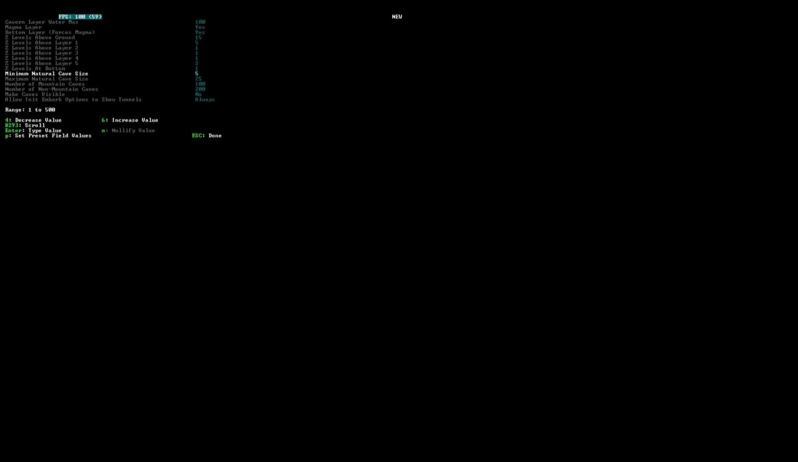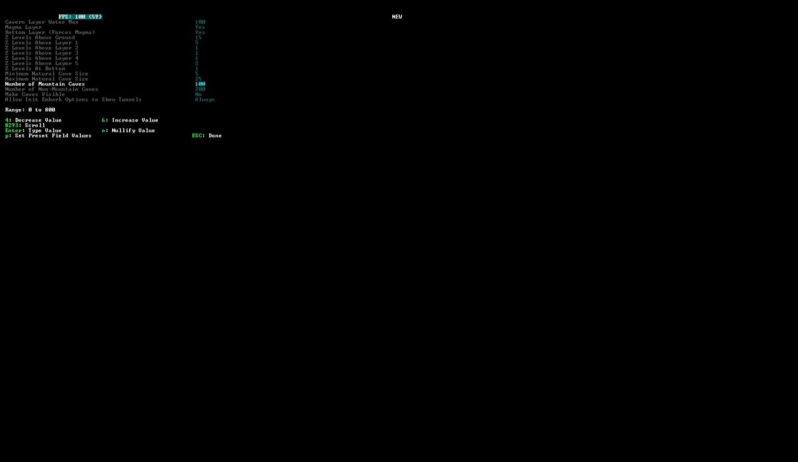Minimum natural cave size. This parameter appears to control the length and depth of caves. So we have minimum and maximum natural cave size, 5 being minimum, 25 being maximum right now. That's scattered caves. If you set it to 500, 500, that's going to be an entire opening of cave underneath.